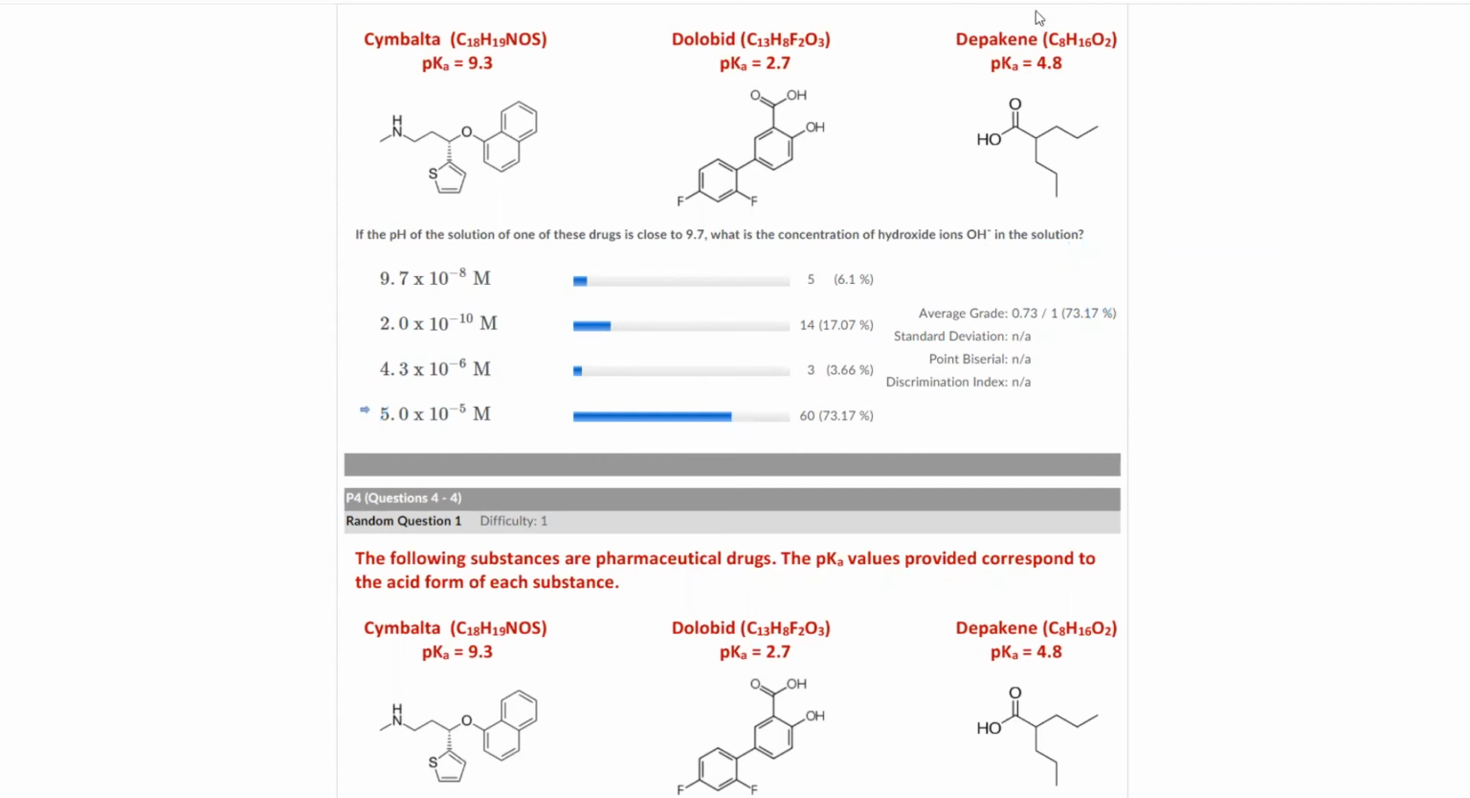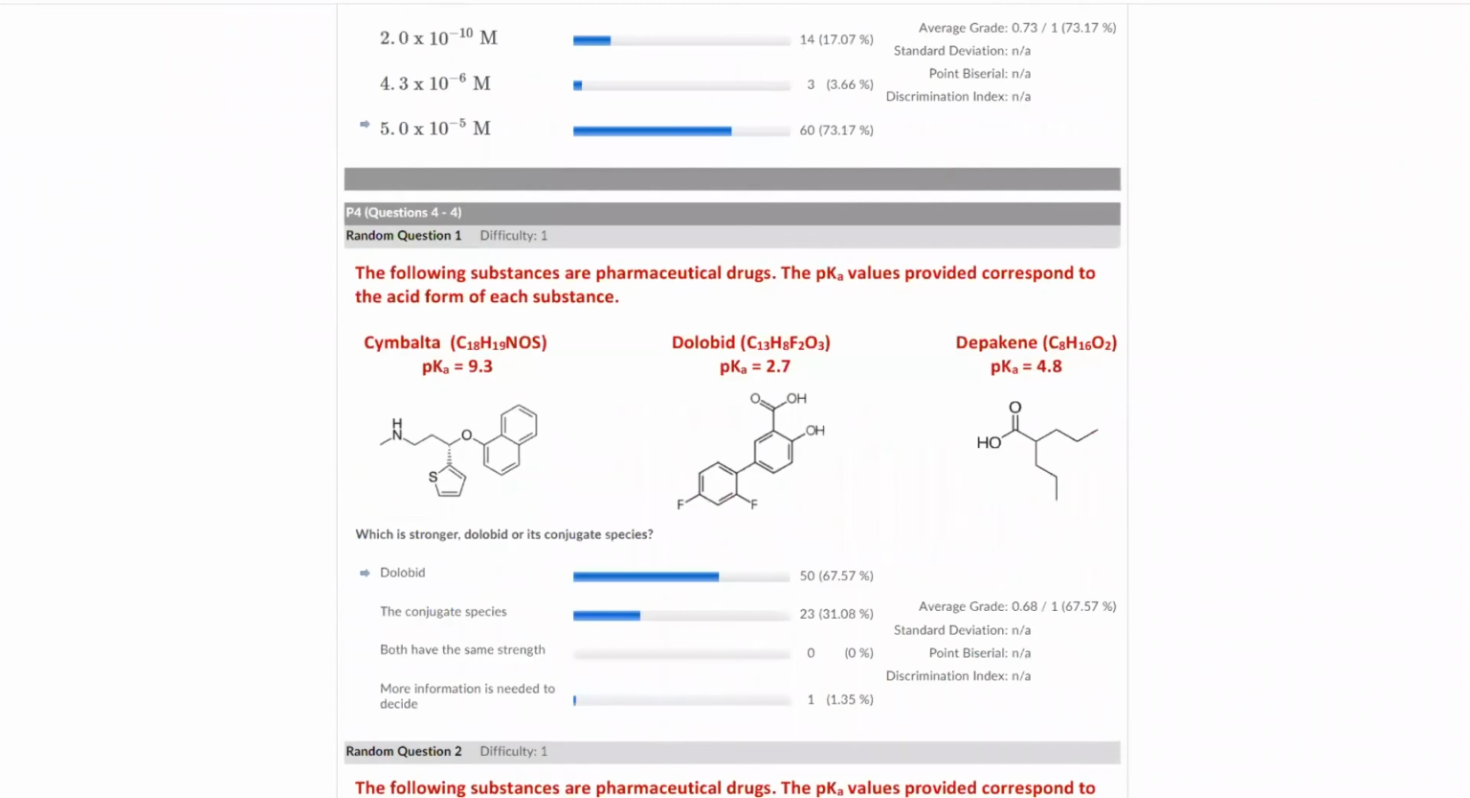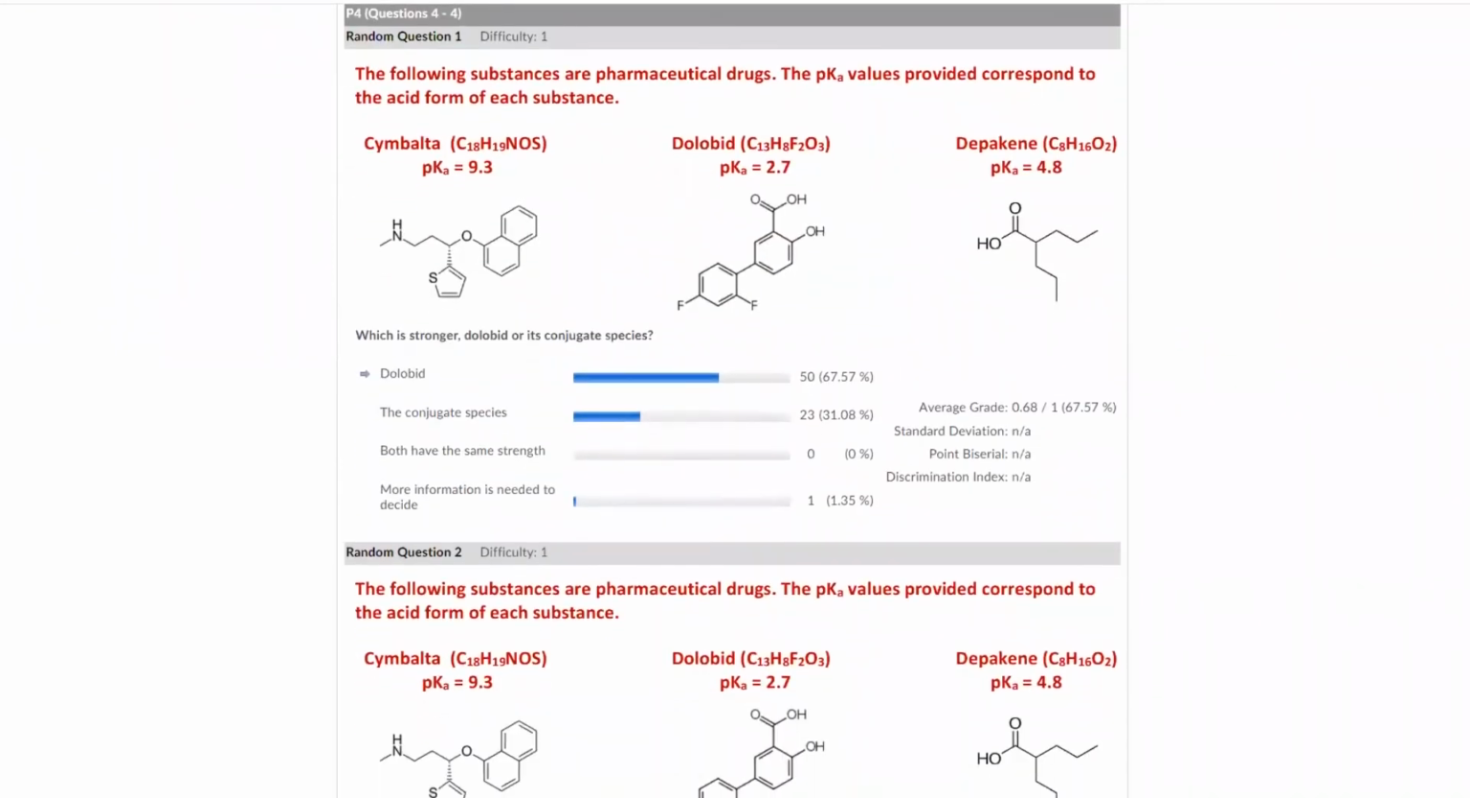Okay, now moving on to the fourth question. They're asking which is stronger, Dolomite or its conjugate species. Now, the strength of anything is all about the extent, or the K value. You are given the pKa values here. For Dolomite, the pKa is 2.7.